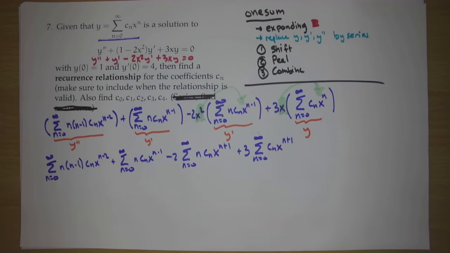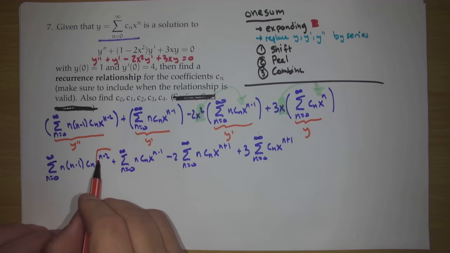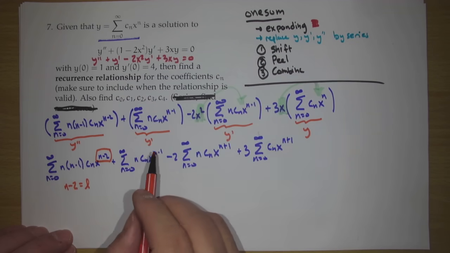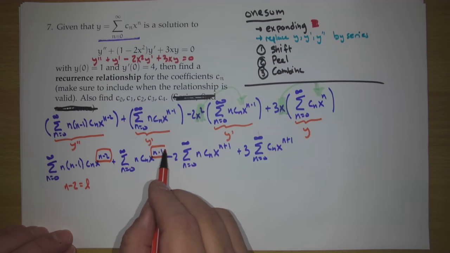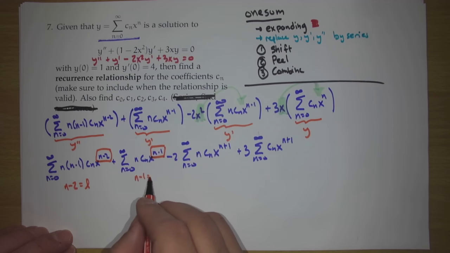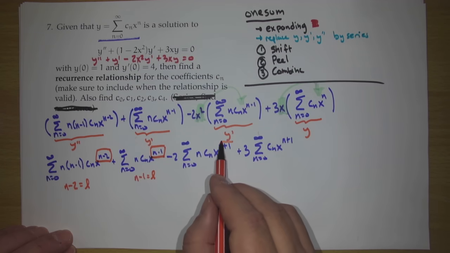So let's talk about our shifts. In our first sum, what's our shift? Well, n minus 2 becomes our new exponent. Pick whichever symbol you like. I like L. You don't have to like L. I, J, K. Those work too. Somewhere near to the middle of the alphabet.